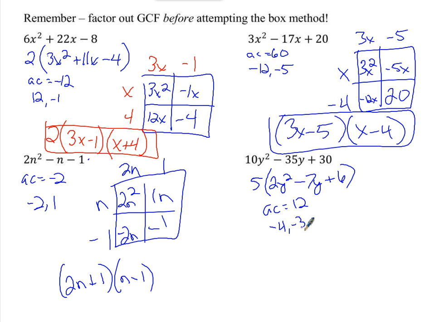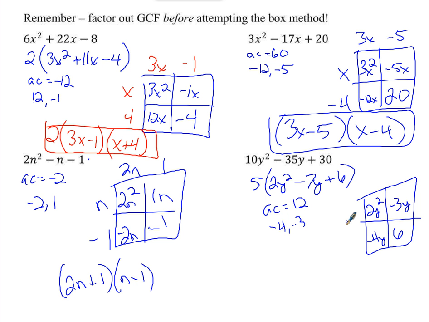Now no, yeah, I got to check them. Negative 4 times negative 3 is positive 12. Negative 4 plus negative 3 is negative 7, so I'm good. Now I box. First box. Yep. 6 in the last box. And then good. Doesn't matter on the order there.